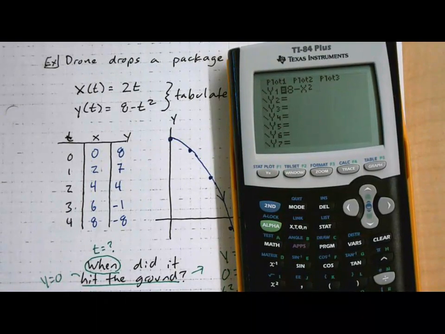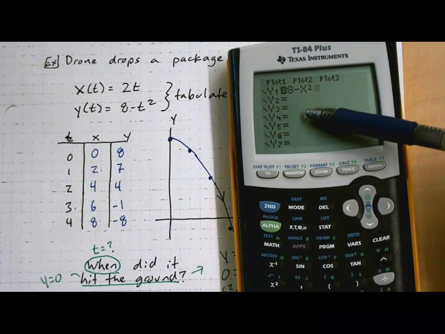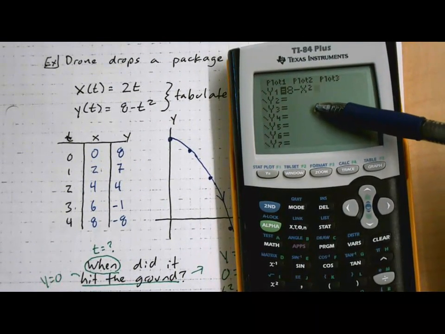Are we okay with that? Okay, we just have to remember that this x is different from this x. This x is representing t. Okay, this is where things get a little messy, all right?